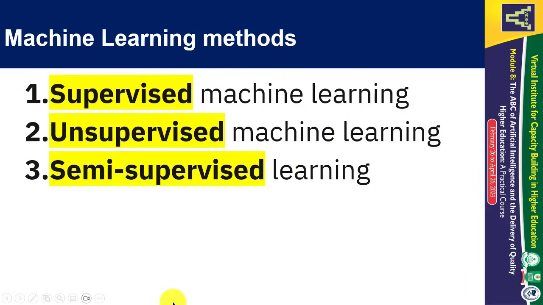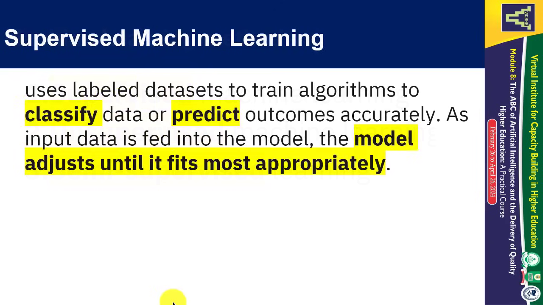Now, there are different methods of machine learning, three of them. You have the supervised machine learning, the one that you supervise. You have the unsupervised one, the one that you don't supervise. And semi-supervised, where you don't completely supervise. But let me give you the more detailed definition. The supervised machine learning uses labeled data sets to train algorithms.